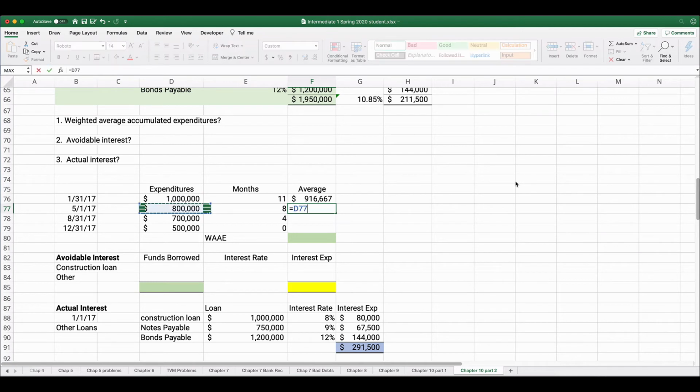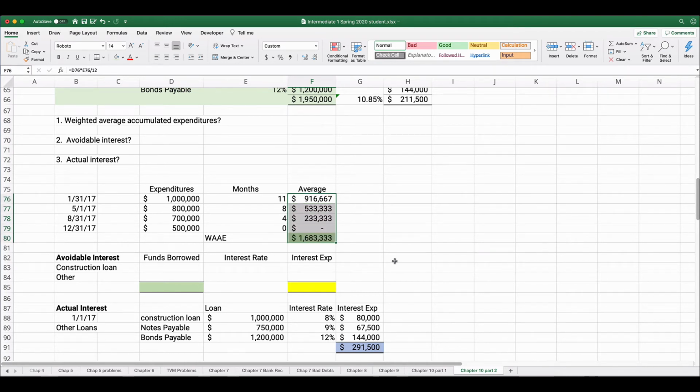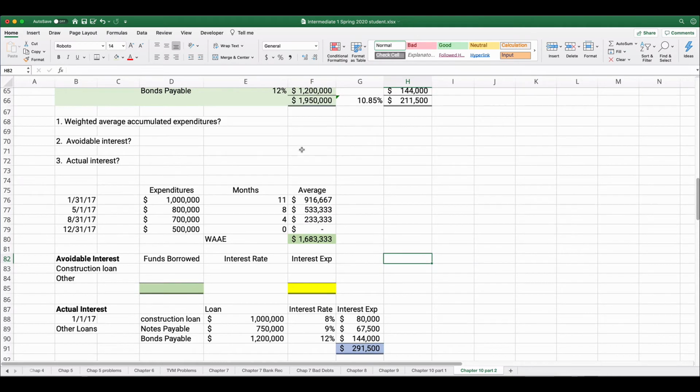So we're going to take 1 million times 11 divided by 12. We're going to take 800,000 times 8 divided by 12. So 533, we just copy it down. And we'll have 0. 500,000 times 0 over 12 is still going to be 0. So our weighted average accumulated expenditures are going to be something like 1,683,000. So the answer for weighted average accumulated expenditures is 1,683,333.